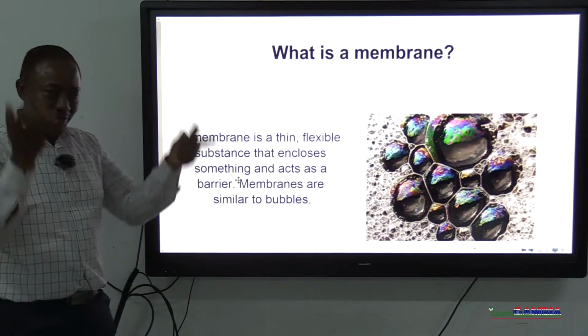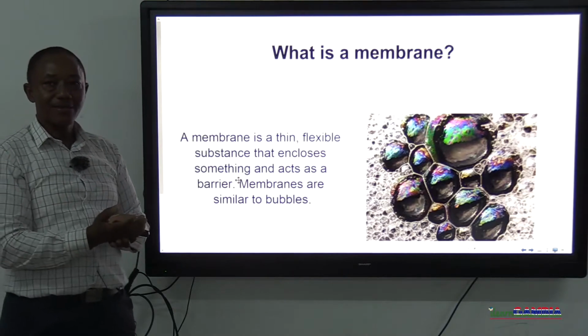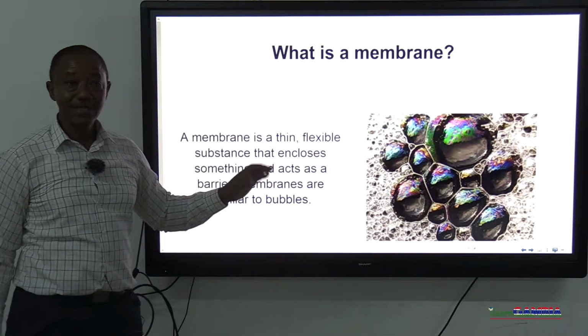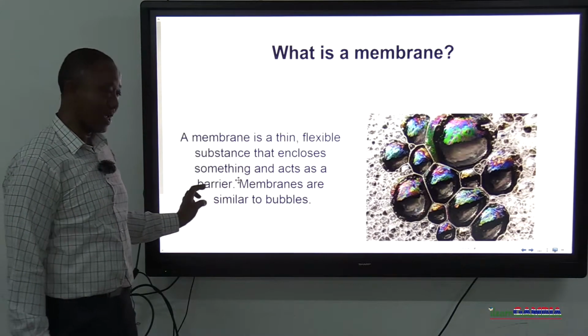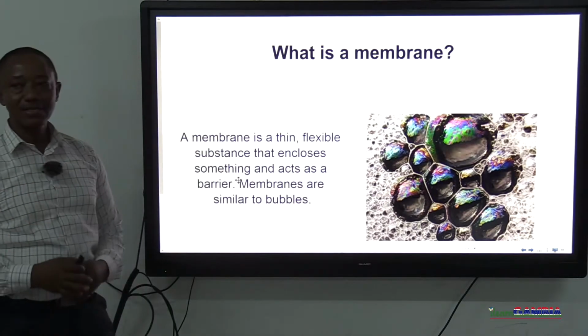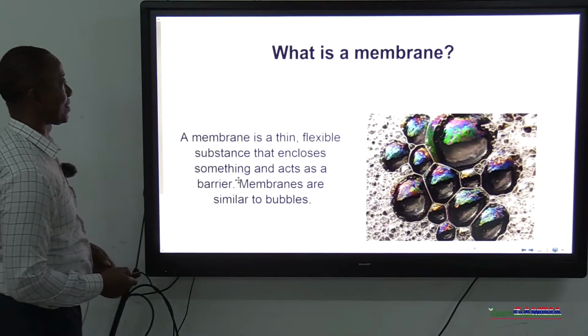Now think of how thin that is, and yet it is capable of trapping air inside. So equally, a membrane is something like that. It's something that encloses other things and acts as a barrier, just like the bubble acts as a barrier between the air trapped inside and the air on the outside.